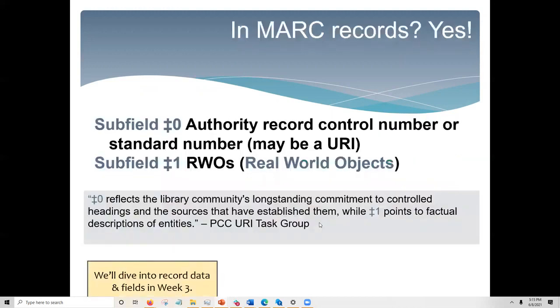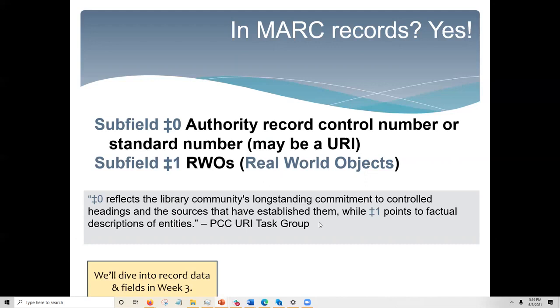So can we put these in MARC records? Can we put linked data in MARC records? The answer is yes. Now, there's been a moratorium going on because they're still trying to figure out exactly what we're going to do. I just want to answer the question for those of you who may be catalogers or looking at traditional cataloging. Yes, we can do this for identities and cataloging, and we actually have a subfield. Remember, a subfield is a field within a MARC field.